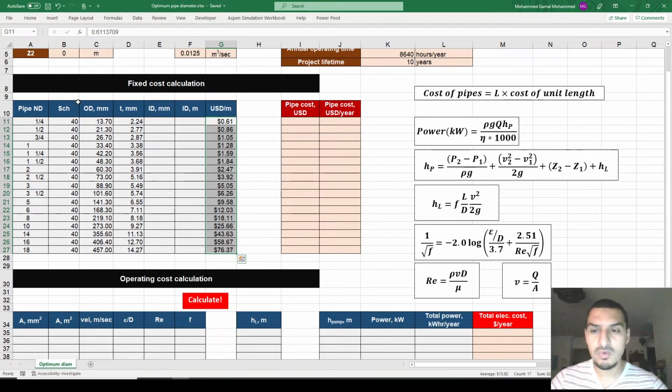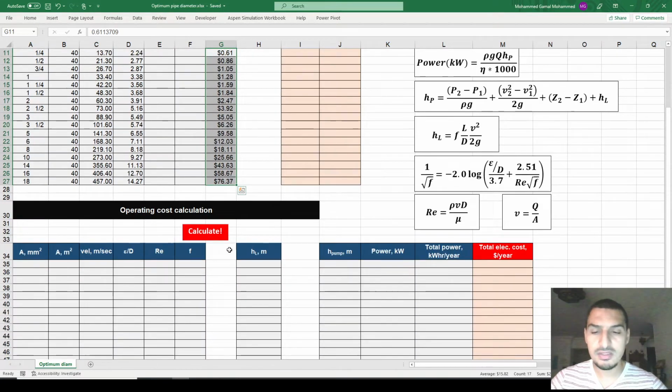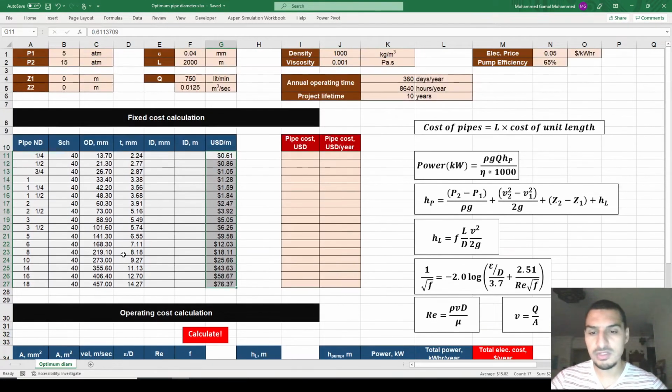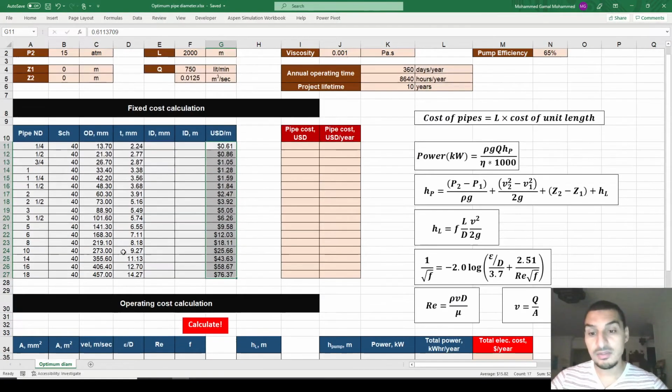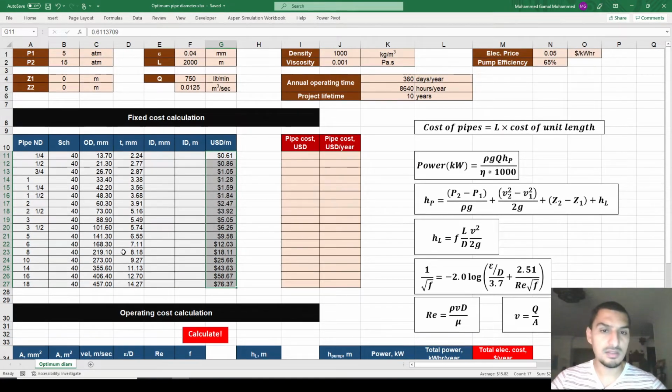So this is what I'm going to do for the fixed cost calculation, and this is the part for the operating cost calculations, and I don't have anything here. These are all things that we're going to calculate in this video.